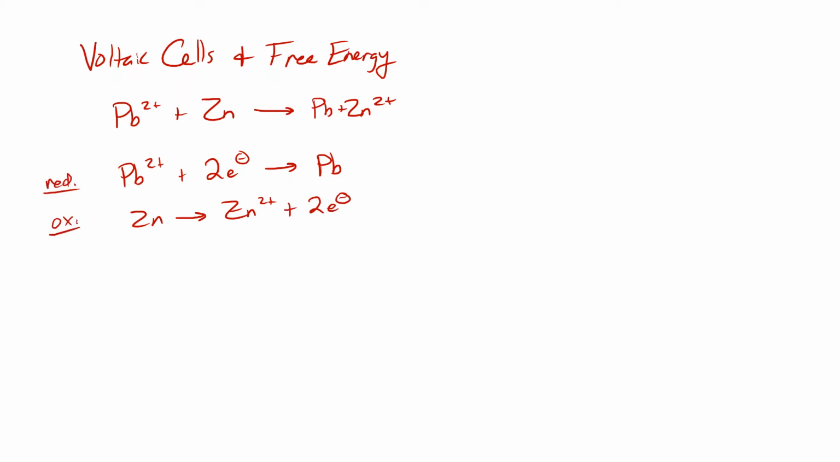But remember that this could also go the other direction. We could also write this out with lead on the other side. So if we look at the reverse of all these reactions, the reverse of the lead half reaction would be an oxidation. The reverse of the zinc half reaction would be a reduction. So that's going to be important here in a minute. So the question is, which direction does this go? Do we go from lead 2+ to lead, or do we go from zinc 2+ to zinc?